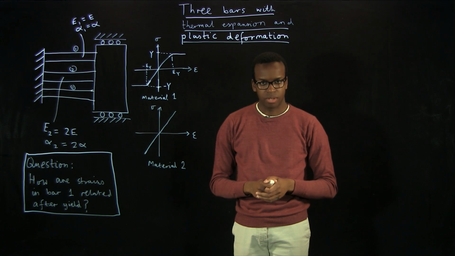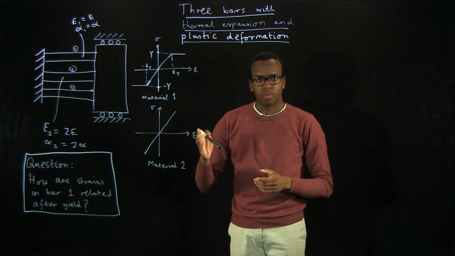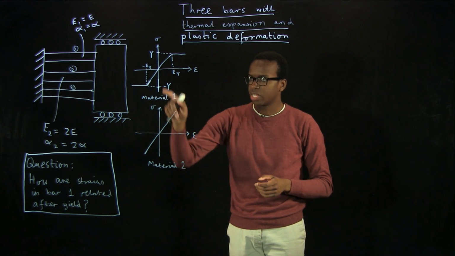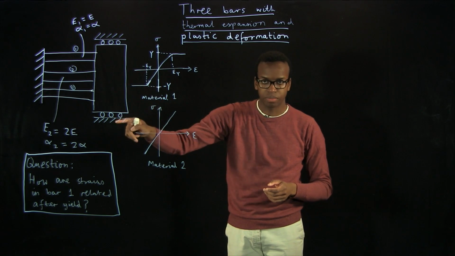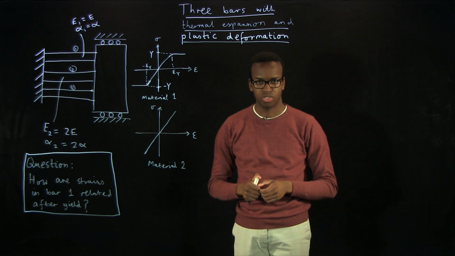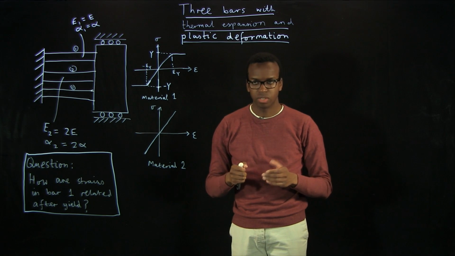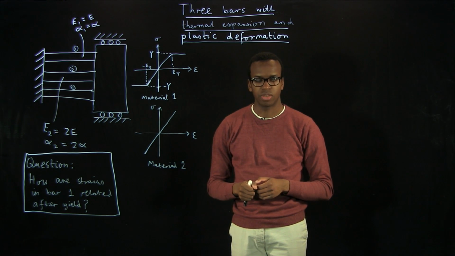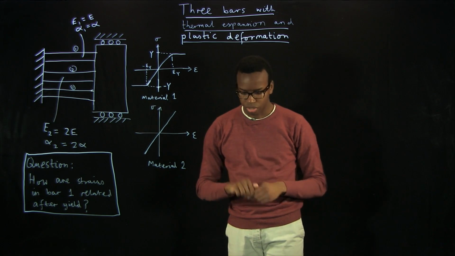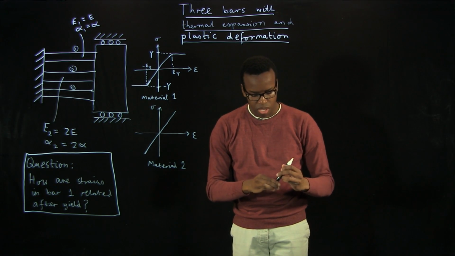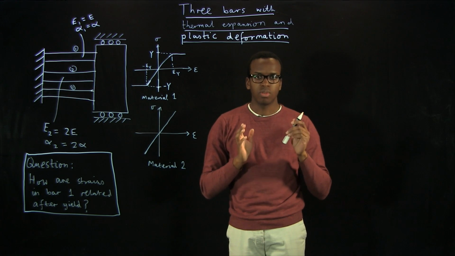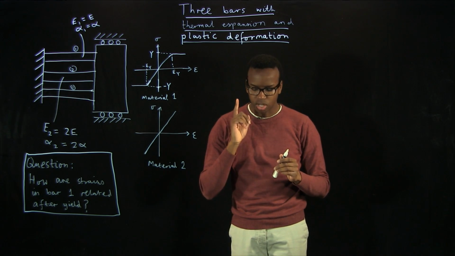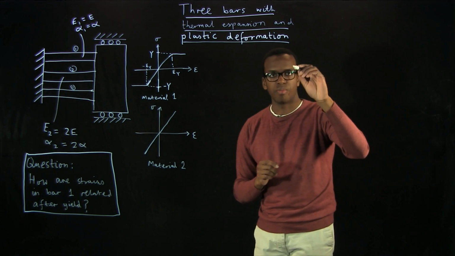But a question that we had was, when we heat up our bars until the stress in bar 1 equals the yield stress, after it's begun to yield, how are the strains in bar 1 related to each other? Well, that's a good question. Let's have a look. In problems like these, there's one equation which always applies, and we should remember that.